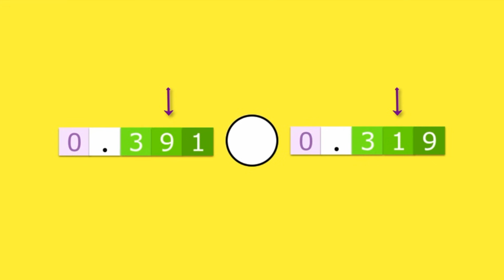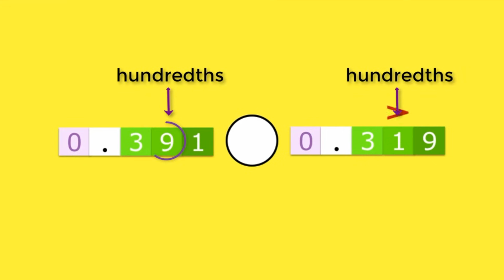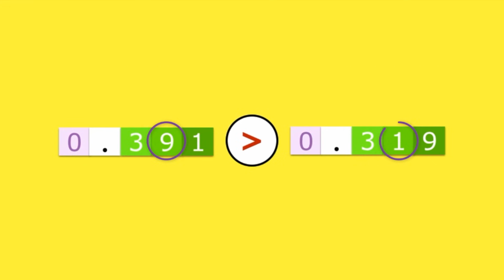The number in the hundredths place is different. The number on the left has a higher value in the hundredths place, so it is larger. We don't need to look at any of the remaining place values since we worked from left to right.